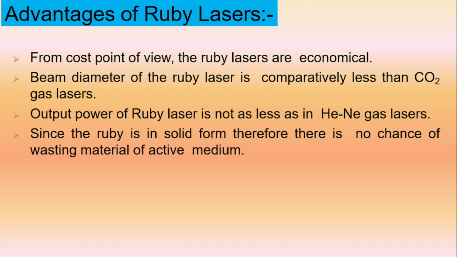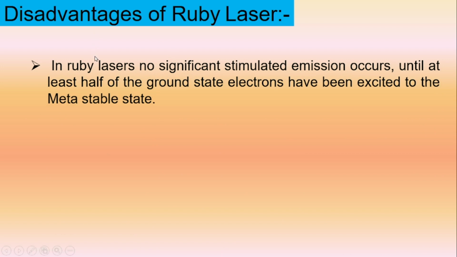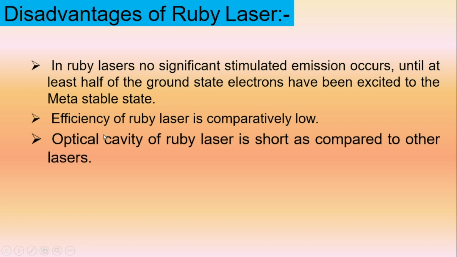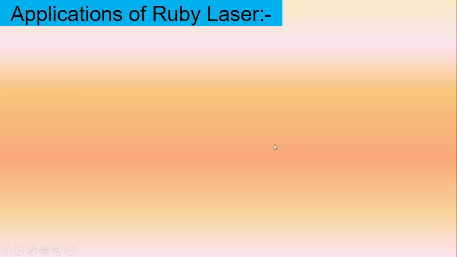Now let us see some disadvantages of ruby laser. In ruby lasers, no significant stimulated emission occurs until at least half of the ground state electrons have been excited to the metastable state. This is one disadvantage of ruby laser. The efficiency of ruby laser is comparatively low compared to other lasers, and the optical cavity of ruby laser is short compared to other lasers. So these are some disadvantages of ruby laser.